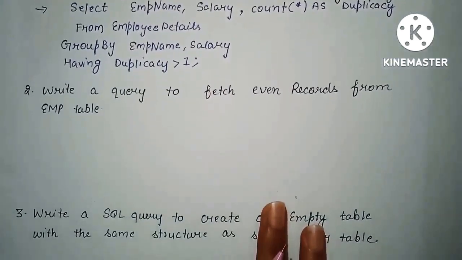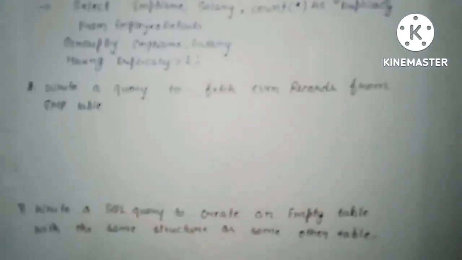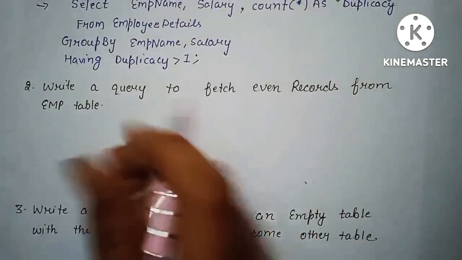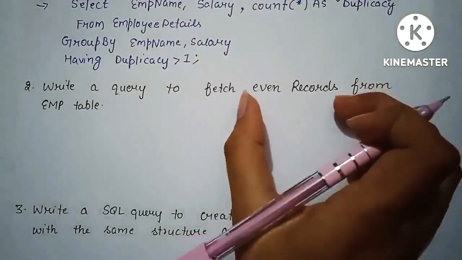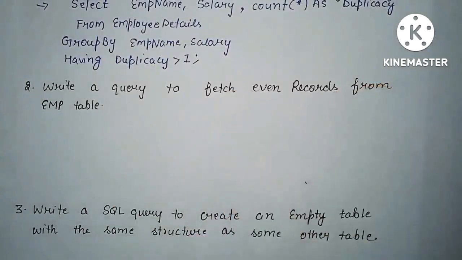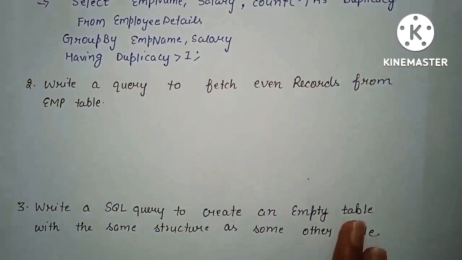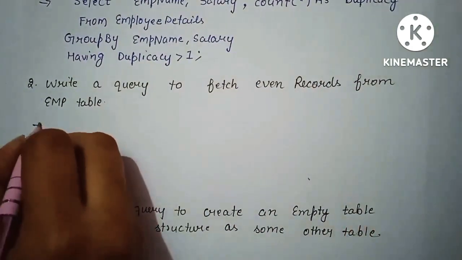Now let's see our second query. The second query says: query to fetch even records from the emp table. Now we want even records. What does an even record indicate over here? The records at the positions 2, 4, 6, 8 and so on. In order to solve this query we are going to make use of the mod function. Now let's see how we write this query.